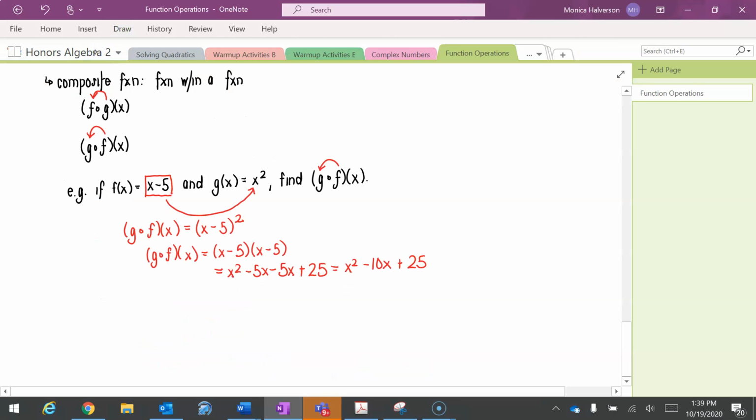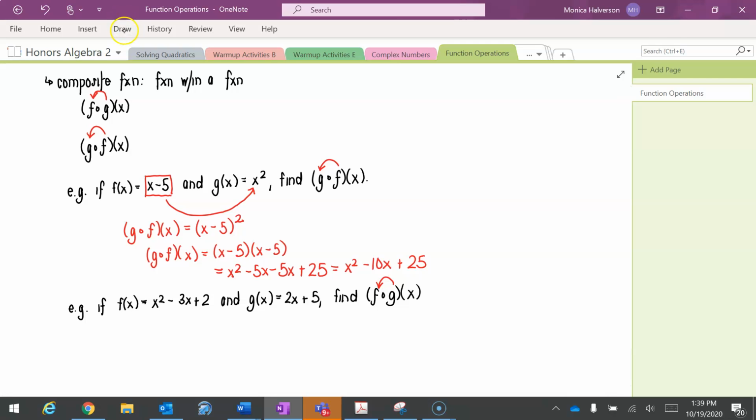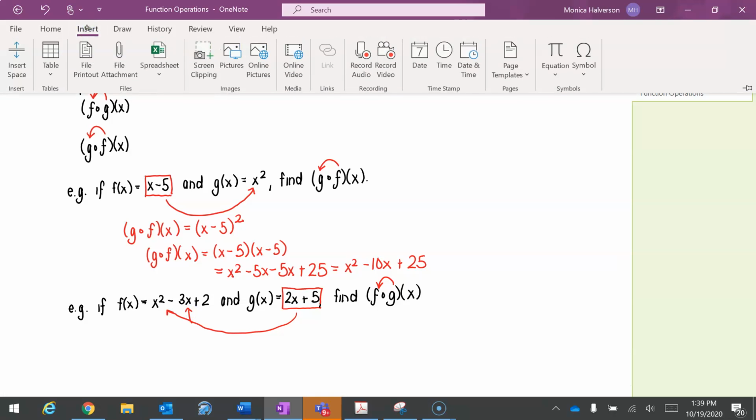Let's do another example together. Let's say f of x is equal to x squared minus 3x plus 2, and g of x is equal to 2x plus 5, find f composed of g of x. So we are plugging in g of x into f of x, which means that we're plugging in 2x plus 5 everywhere that there's an x in f of x. So that's in two places in this example. So let's do it.